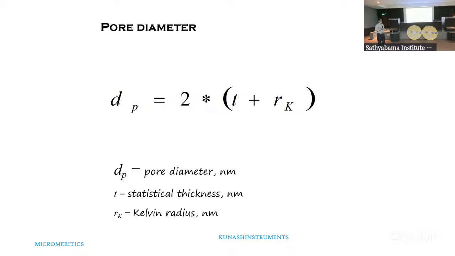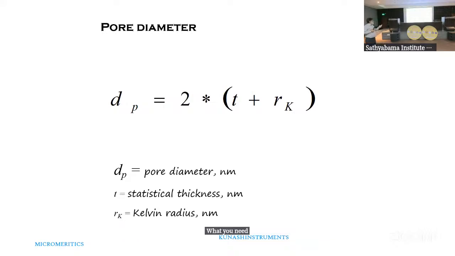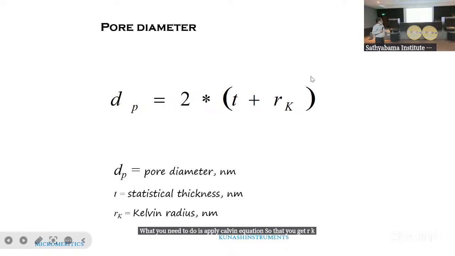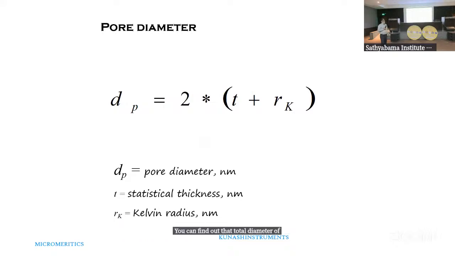Now, if you want to calculate your pore size from the gas adsorption isotherm, what you need to do is apply the Kelvin equation so that you get RK, and then find another equation which will relate T to pressure. So both RK and T will be related to pressure, and since pressure is already known, you can find out the total diameter of the pore which is being filled at a given pressure. This thickness T is known as statistical thickness.